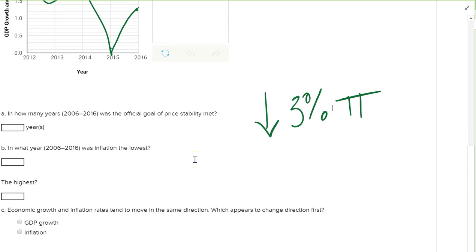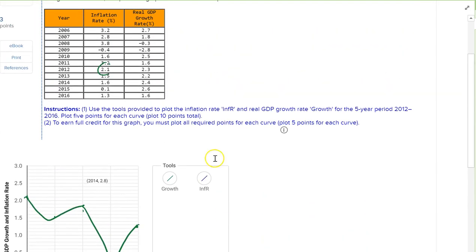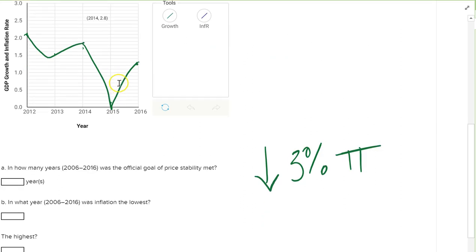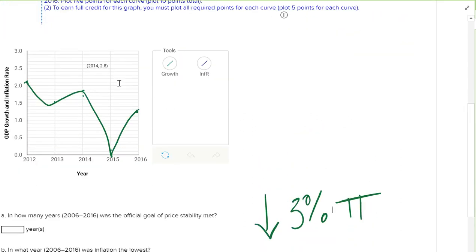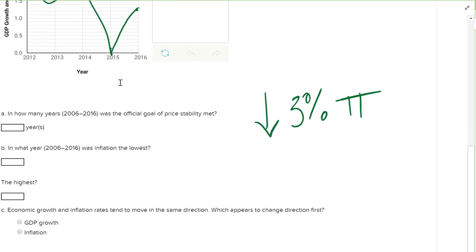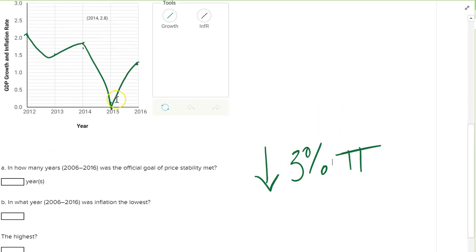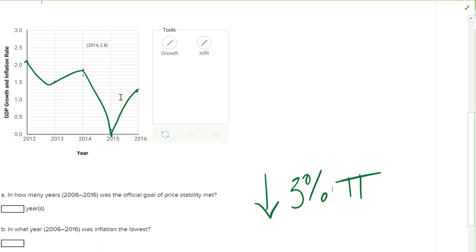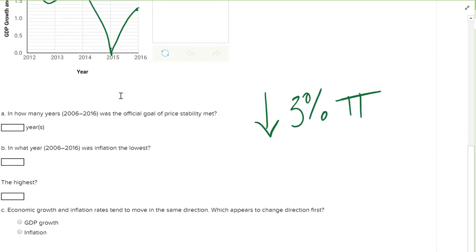B said, in what year between 2006 and 2016 was inflation the lowest? That's going to be really easy for you to just read from the chart, the inflation rate. And the highest, and again, you can just read that from the chart really easily. And then finally, C says economic growth and inflation rates tend to move in the same direction. Which appears to change direction first? And this you're going to take from your graph. And as you put in the GDP growth graphing information, you'll be able to see which one had the largest movement first. And I'll let you evaluate that. I don't think you'll have any trouble with it.